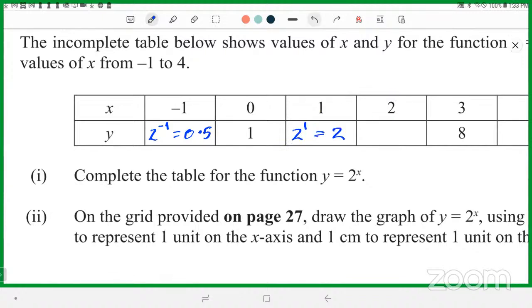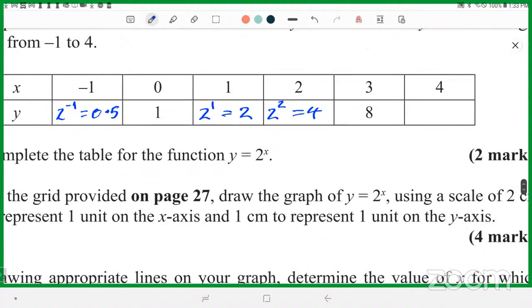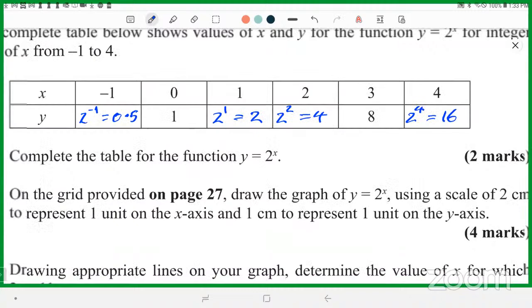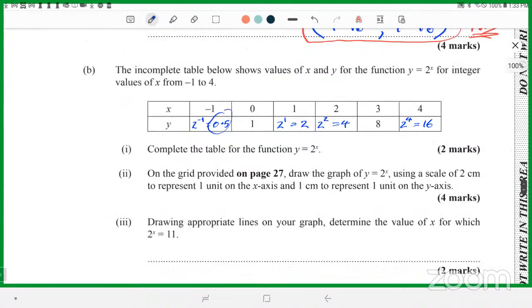Then this one is going to become 2 squared, which is 4. This one is 2 cubed, which is 8. And this one now is 2 to the power 4, which is 16. So those are my values: half, 2, 4, 16. I'm going to show the calculation on them as well, and you can do that. So see how you get your values.